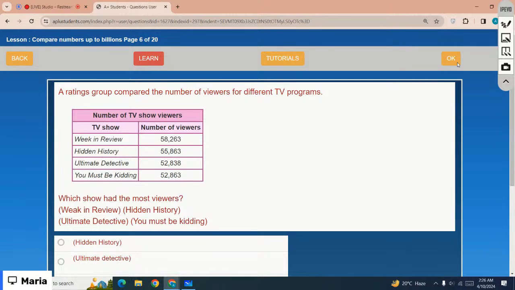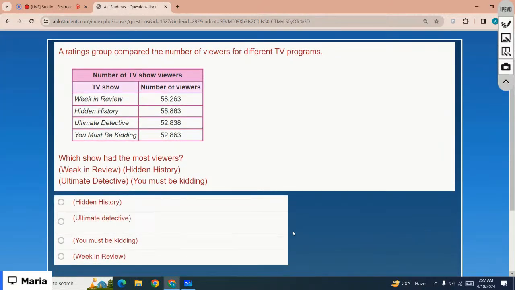Our ratings group compared the number of viewers for different TV programs. Which show had the most viewers? Which is the correct option? Yes, option number one is the correct option. Week in Review has the most views. Option number four is the correct option, right?